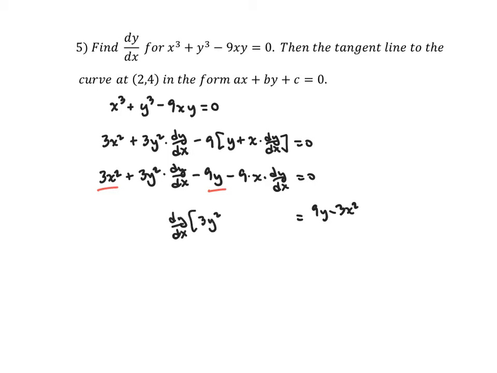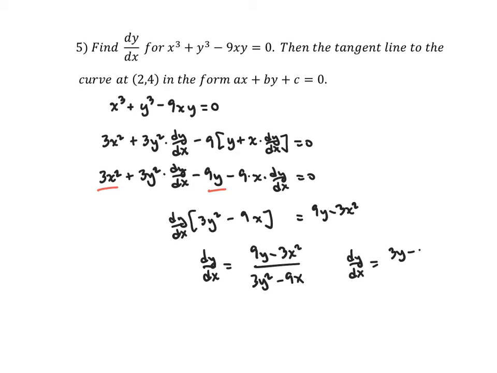That will be 3y squared minus 9x. Therefore, dy/dx is equivalent to (9y minus 3x squared) over (3y squared minus 9x). At this point, if I wanted to, I could simplify. I think I might keep my math a little simpler. I'm going to factor a 3 out of everything. So that would be (3y minus x squared) over (y squared minus 3x).